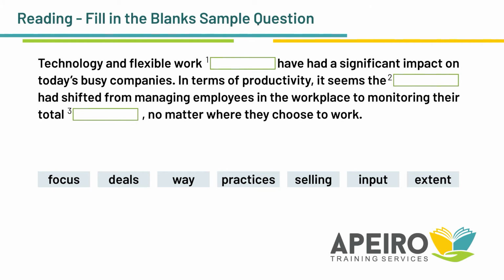Well, this makes our life easy because if we look at the choices below, we can see that number 1 is focus. Number 2 is deals. Number 3 is way. Number 4 is practices. Number 5 is selling. Number 6 is output. And number 7 is extend. Therefore, this narrows it down to only 2, which is deals and practices. Now we know it has to be one of these 2 words.